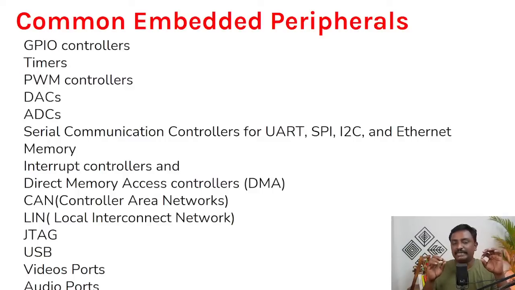Okay, and direct memory access controllers, DMA controllers, where the peripherals can access memory via DMA without going through the CPU. Then controller area network, local interconnect network, JTAG, USB, video ports, and audio port. These are the common embedded peripherals available on microcontrollers. I might have missed some, but most controllers have the same things. There may be some different cases, but we can explore later.